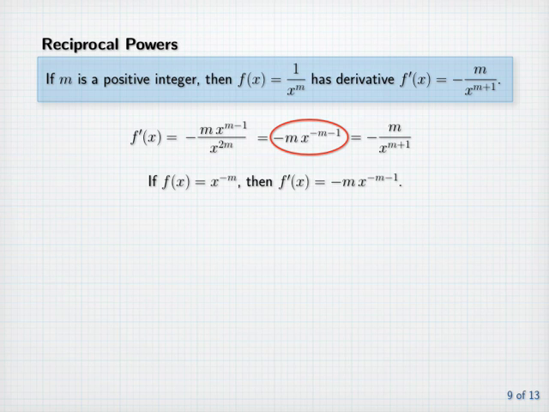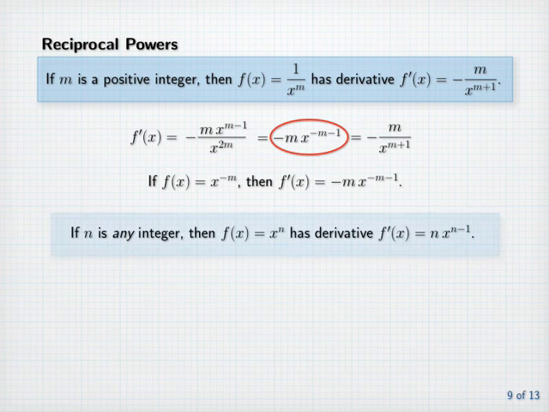So what we now have is a more general power rule. If n is any integer, then the function f of x equals x to the n has derivative f prime of x equal to n times x to the n minus 1.